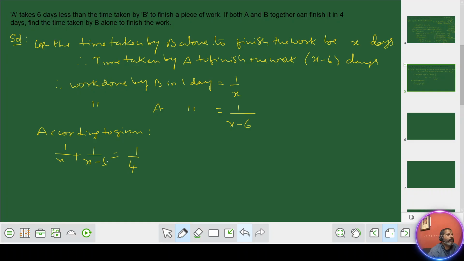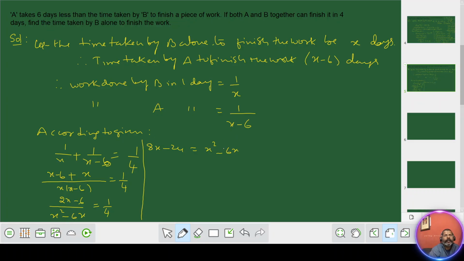Now we take LCM and solve. How do we take the LCM? x of x minus 6 is the LCM. You just leave the denominator and write the remaining part. x minus 6 plus x, equal to 1 by 4. Simplify and cross multiply. So 2x minus 6 by x square minus 6x is 1 by 4. Now cross multiplying we get 4 times 2x is 8x, minus 4 times 6 is 24, equal to 1 times x square minus 6x.